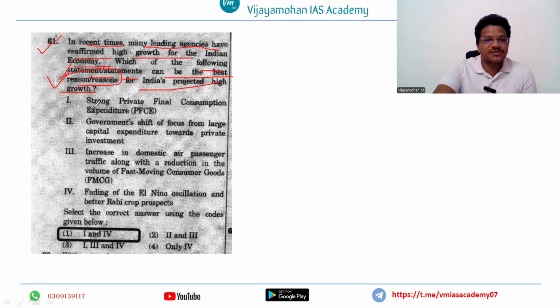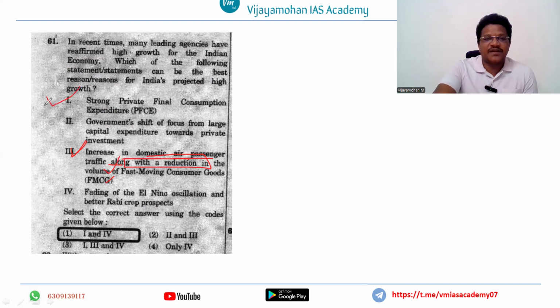Then see the options. Strong private final consumption expenditure, government's shift of focus from large capital expenditure towards private investment, increase in domestic air passenger traffic along with a reduction in the volume of fast moving consumer goods, fading of the El Nino oscillation, and better Rabi prospects. Here, as you saw in the third statement, it is again misleading. The first part of the statement is correct, increase in domestic air passenger traffic, however with a reduction in FMCG, it is not a reduction, there is actually an improvement.